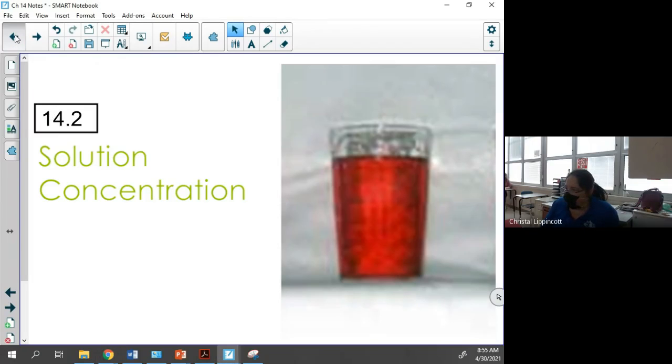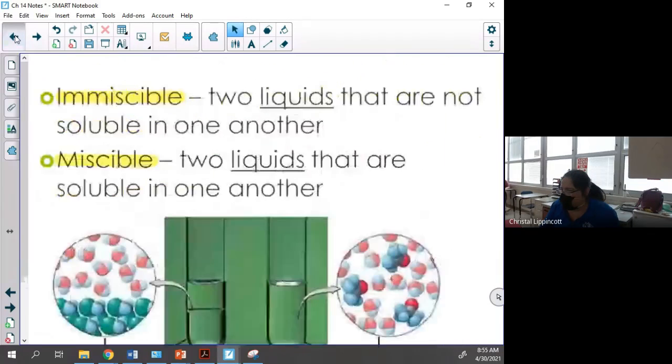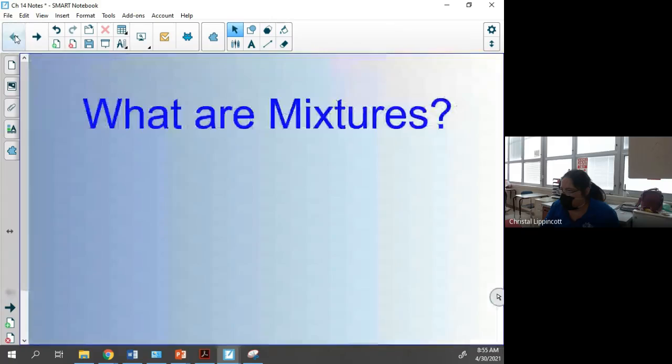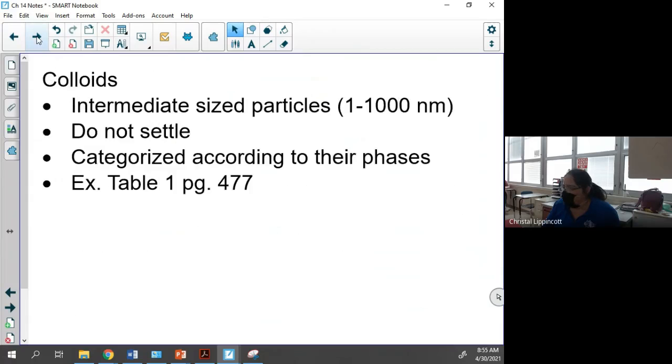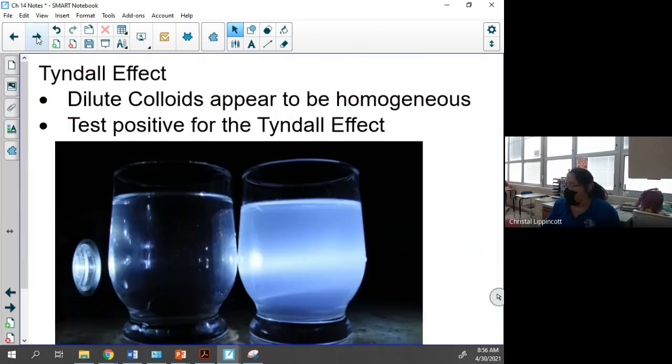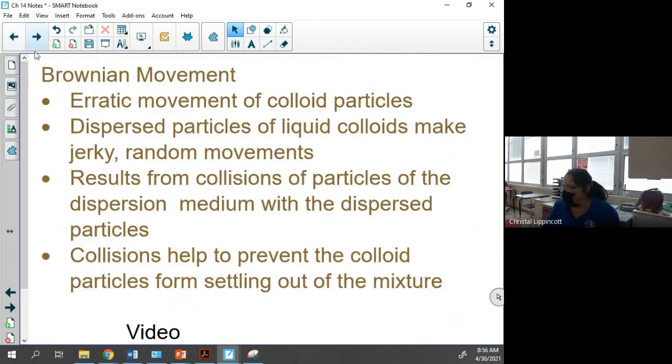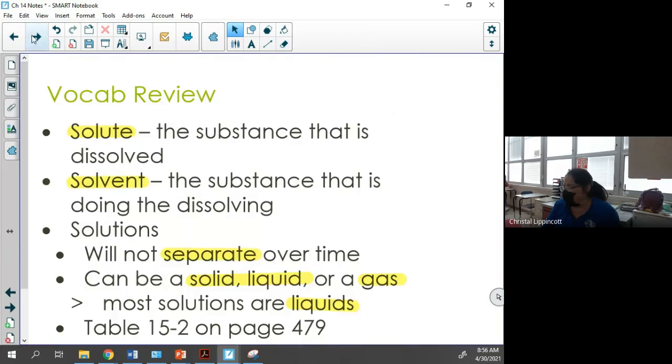Well, let's do a real quick recap then, I guess, since some of y'all didn't see some of this yesterday. All right, so we had mixtures yesterday. We talked about suspensions like orange juice with pulp in it. We talked about colloids like fog. We talked about the Tyndall effect, where it reflects the light within that due to this Brownian movement, where the light rays will bounce off of these particles that are moving around.